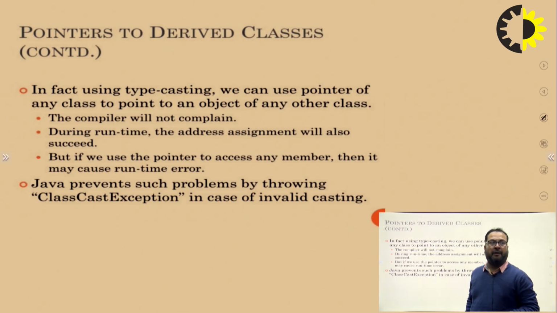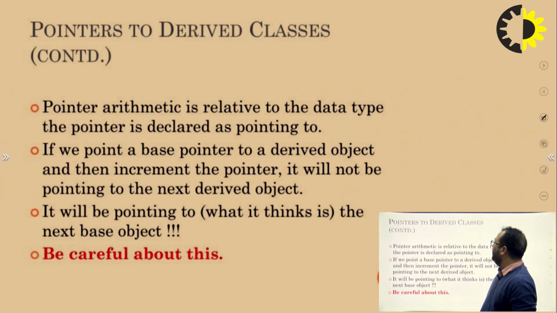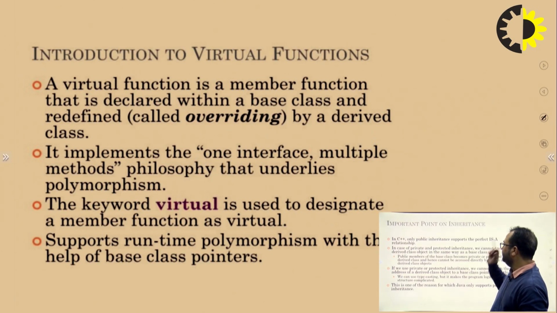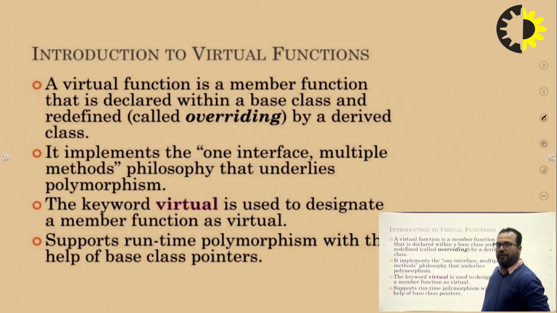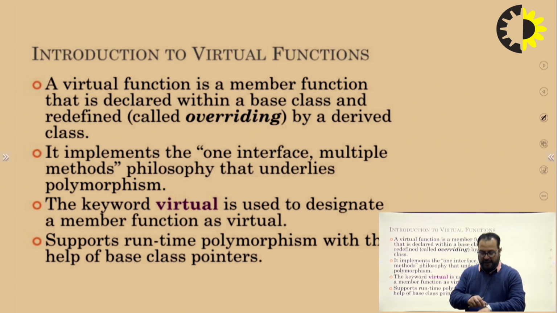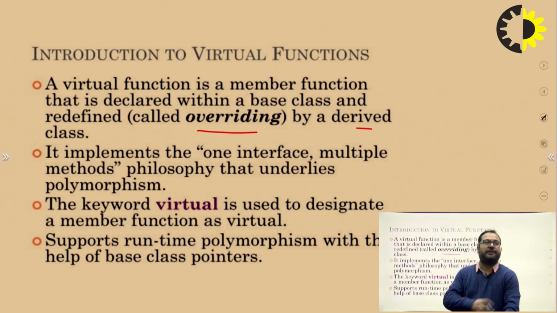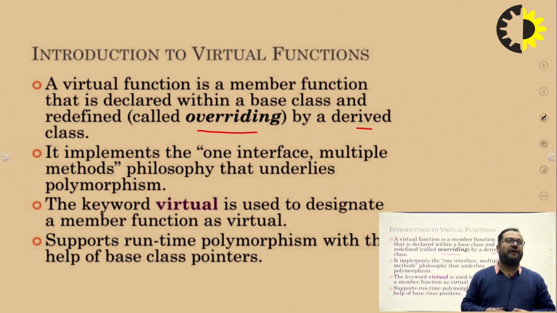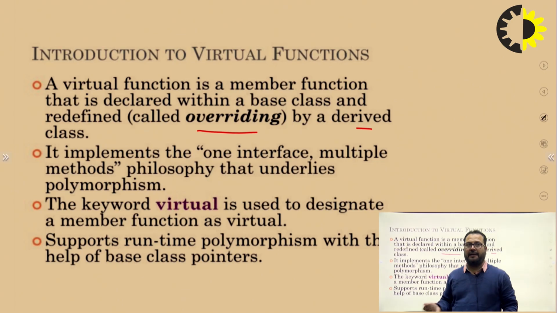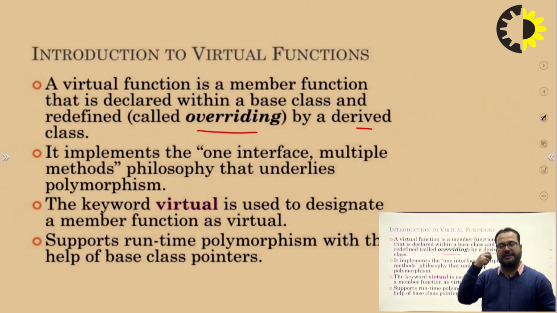Now we are going to show how virtual functions implement runtime polymorphism. We will see it with an example. First, what is a virtual function? A virtual function is a member function that is declared within a base class and redefined by a derived class. Because a virtual function is declared in a base class and redefined in the derived class, this is called overriding.